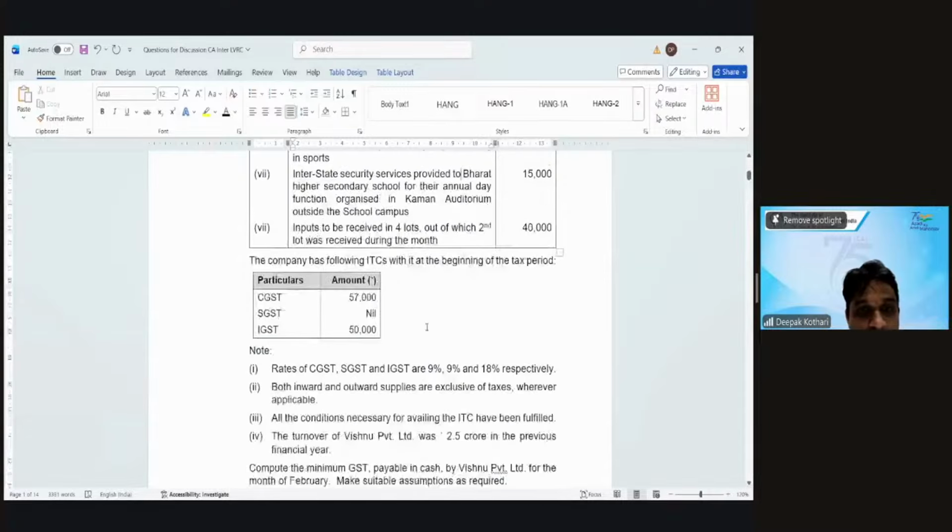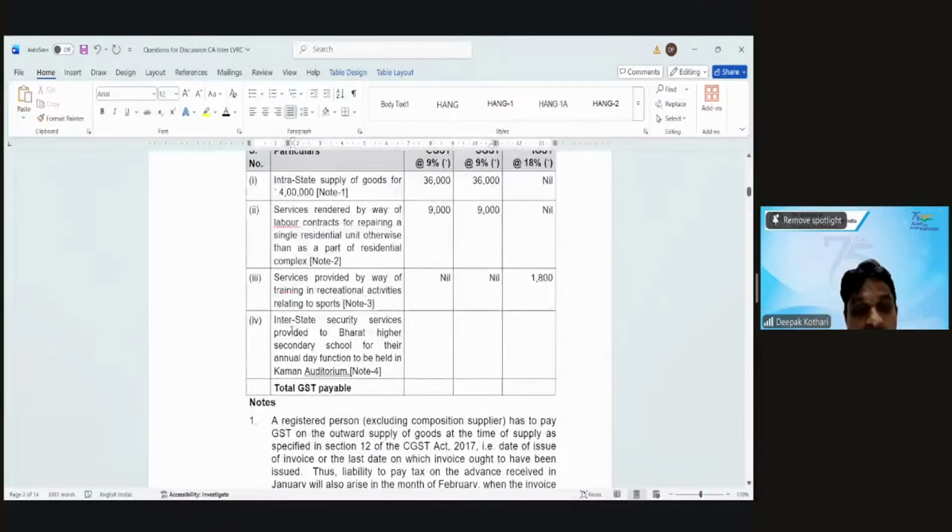Firstly, it's an outward supply. You're right, that interstate security services provided to Bharat Higher Secondary School for their annual day function to be held in the common auditorium. Understood, sir. Missed reading security service. Okay, so you thought it is non-security service. It is security service. Now you tell me whether it is taxable or exempt. Navneet, Somesh, why is it taxable?